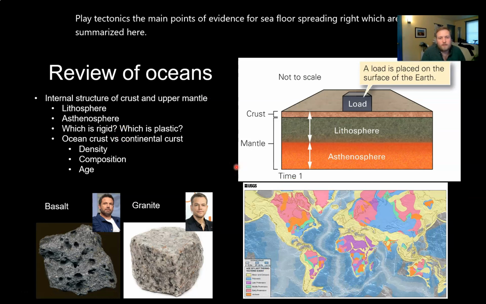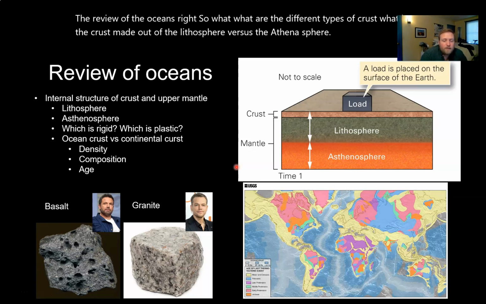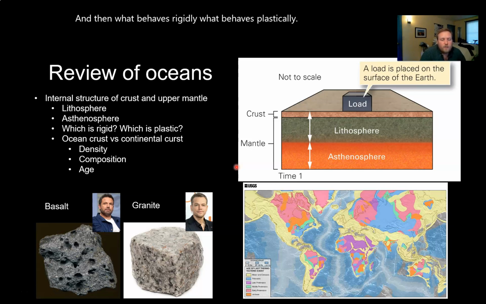The review of the oceans, right? What are the different types of crust? What is the crust made out of? The lithosphere versus the asthenosphere, and what behaves rigidly and what behaves plastically. Rigid is the lithosphere, plastic is the asthenosphere. And then what are the differences between ocean and continental crust in terms of density, composition, and age?